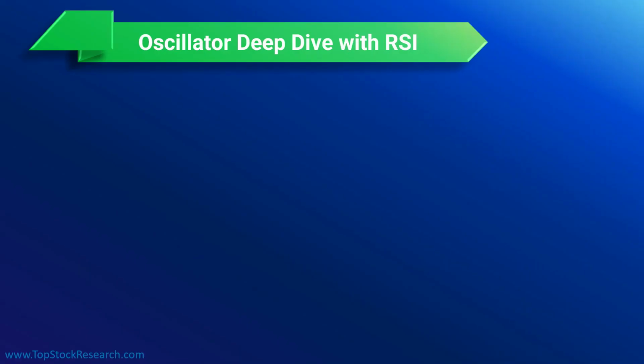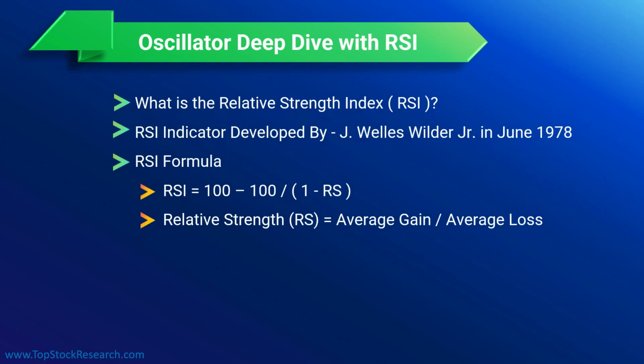The oscillator that we are covering as part of our deep dive is the relative strength index. So what is the relative strength index? It's an indicator developed by James Wilder way back in 1978. The reason we mention 1978 is to tell you the level of its maturity and acceptance even after 40 plus years.